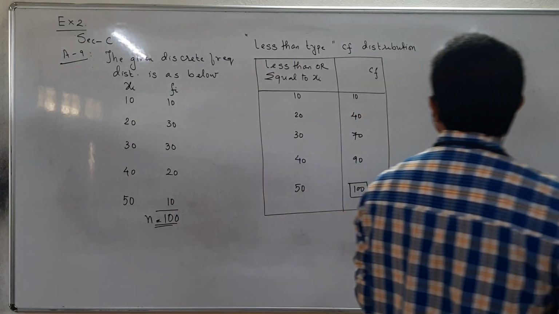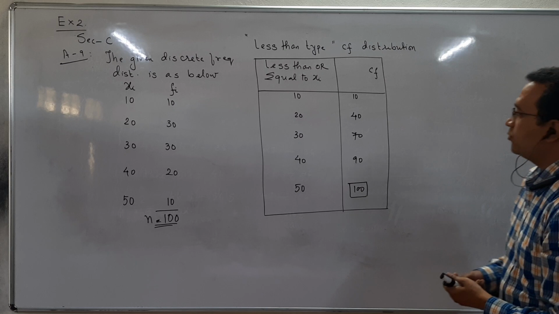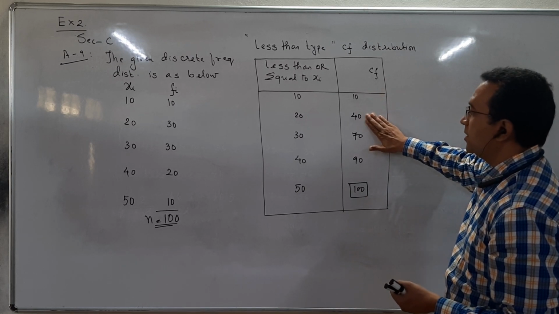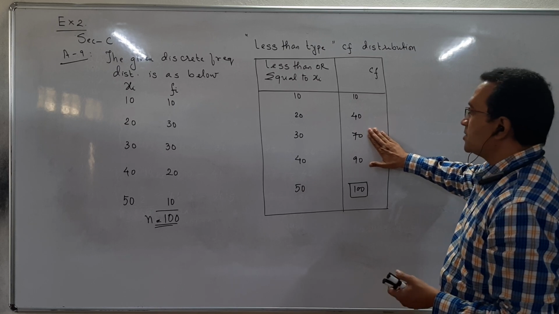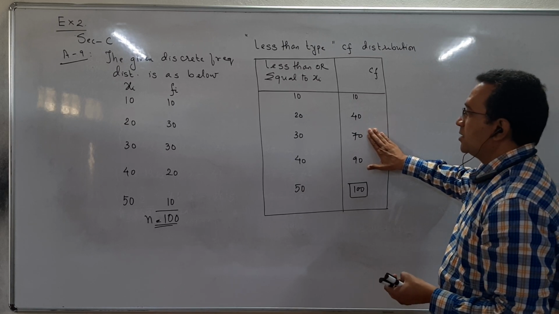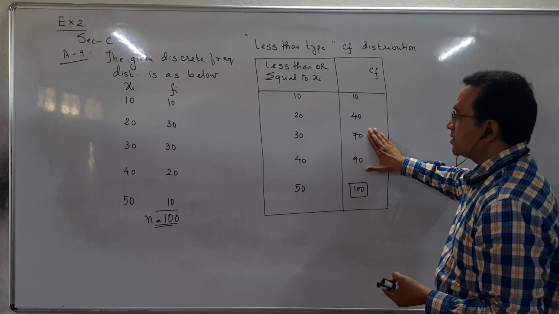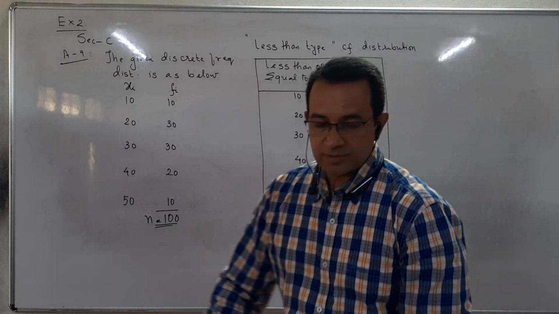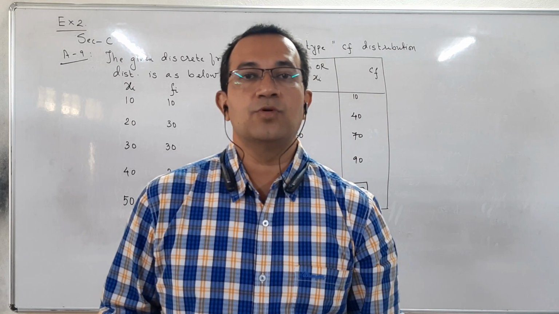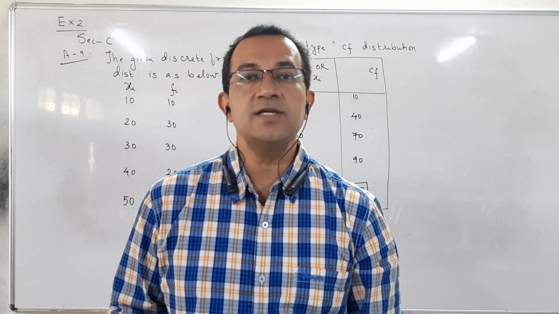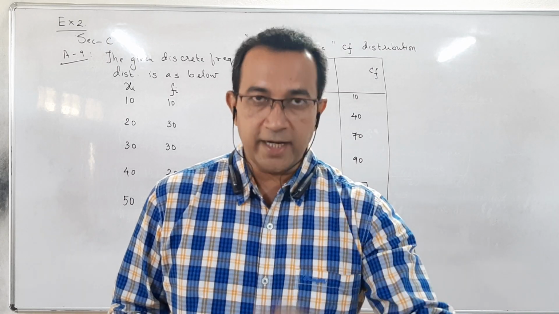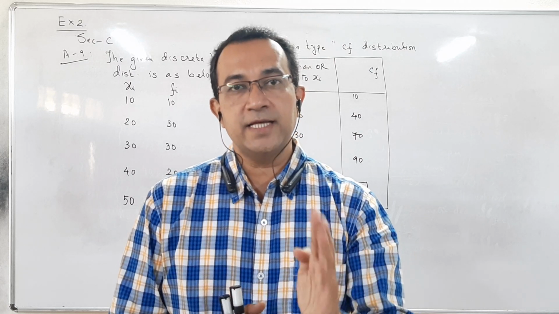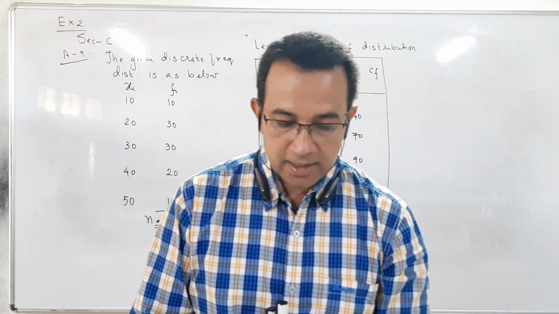If I wanted to prepare more than 10, then I would have started with 100, 100 minus 10, 90, 90 minus 30, 60, 60 minus 30, 30, 30 minus 20, 10. So that is how we obtain the more than type cumulative frequency distribution. But that I am not finding. Here it is only told students to find less than type cumulative frequency distribution.